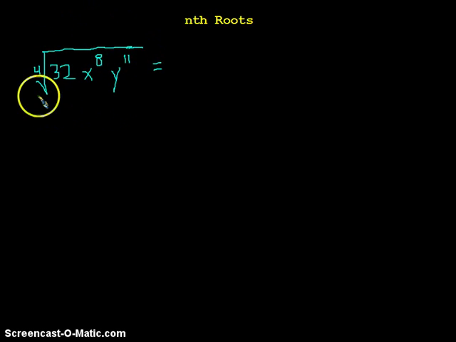This is an example of a fourth root. Notice the 4 over here. So what we're looking for is 4 factors that are exactly the same under the radical, and if we find them, then we'll take 4 out and we'll have 1 in front.